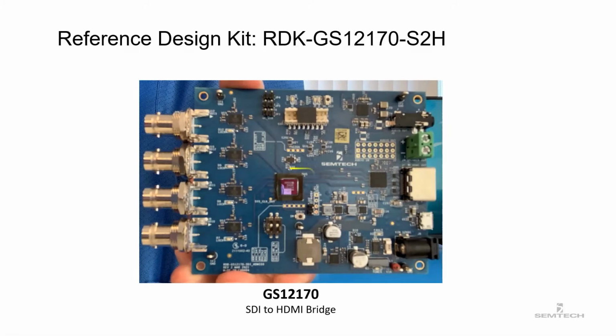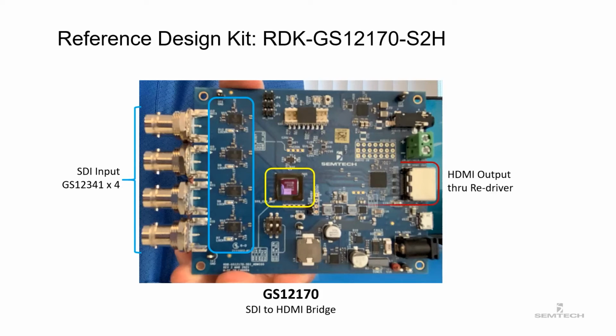Here is the GS12170 SDI to HDMI Bridge Mode Reference Design Kit, RDK GS12170 S2H. The center of the RDK has the GS12170 with S2H mode configuration setting. The left side of the board has SDI inputs using the GS12341 12G UHD-SDI reclocking adaptive cable equalizer. The right side is the HDMI output through a redriver.